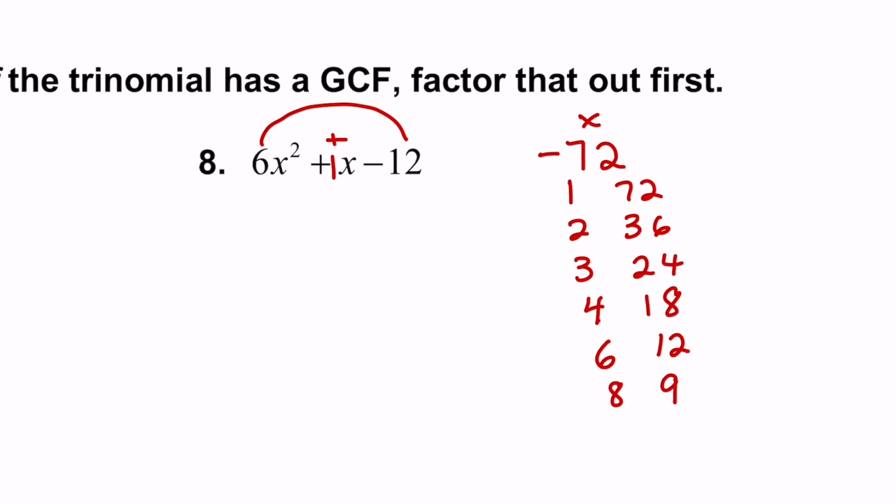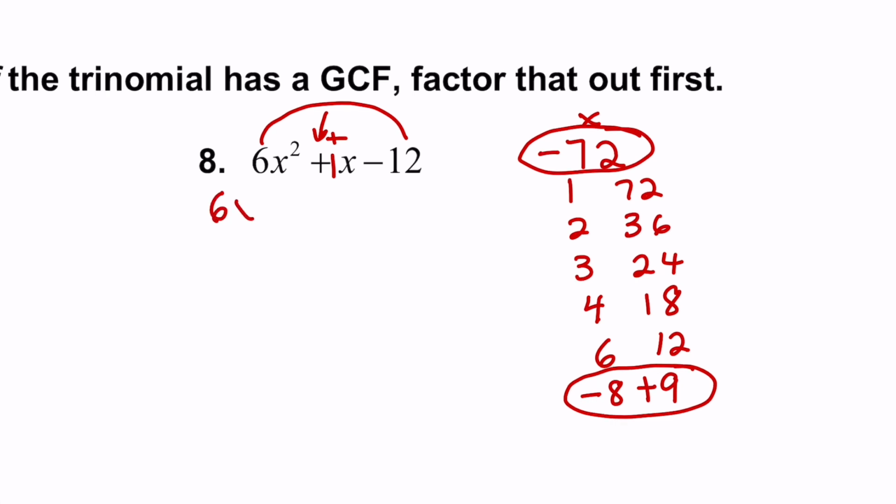8 times 9 is 72. Now those numbers are one number apart, so I'm pretty sure those are going to be my two numbers. We have a negative 72, so we have one negative, one positive. The number we're trying to add together is a positive 1. So the bigger number has to be negative, the smaller number has to be positive. So we're going to use these two numbers here.